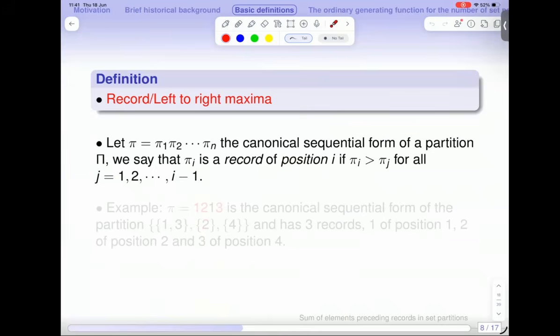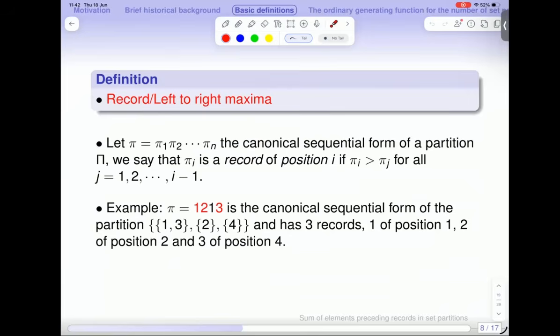The next definition: a record, or left-to-right maximum. We consider the canonical sequential form of a partition pi, and we say that the element pi_i is a record at position i if pi_i is greater than pi_j for all j from 1 to i minus 1. That means that the element pi_i, the record, is greater than all the elements before it.